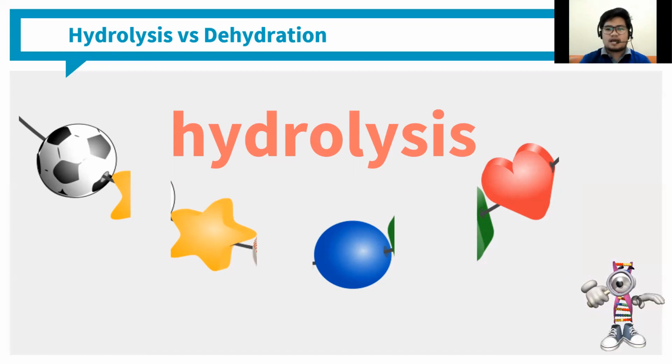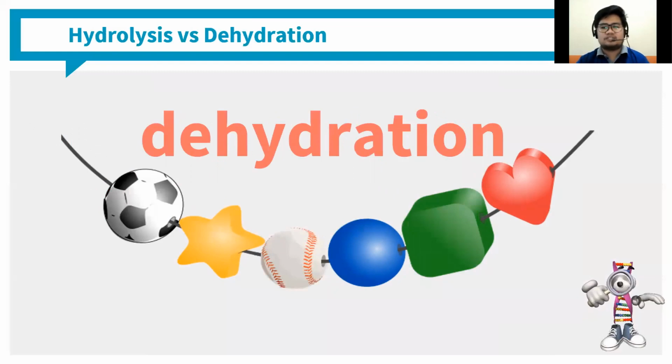Kapag naghihiwa-hiwalay yung mga monomer parts ng isang mahabang polymer, ang term o ang process kung saan siya nag-undergo ay hydrolysis. Example, nabi-breakdown si starch into glucose monomers, ang proseso ay hydrolysis. May kabaligtaran yan, yung dehydration. It is used to connect monomers together to make polymers. Halimbawa, yung glucose monomers naman nag-combine into starch. Again, these two terms, hydrolysis and dehydration, we will encounter more of them later on.